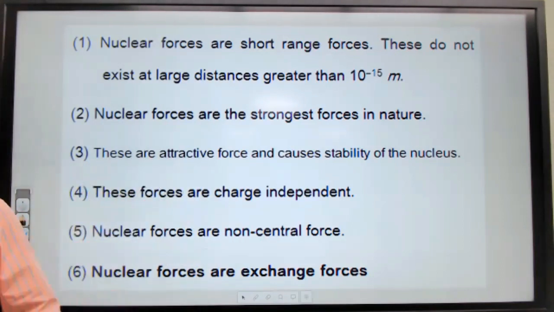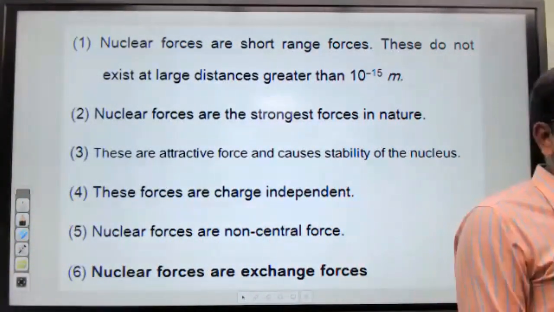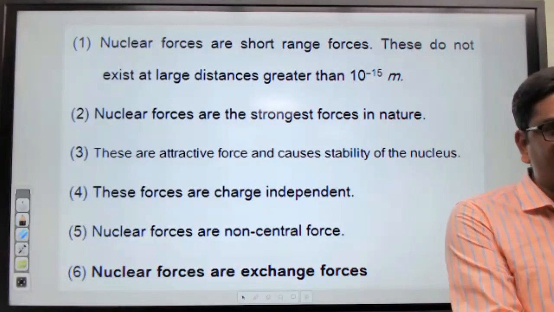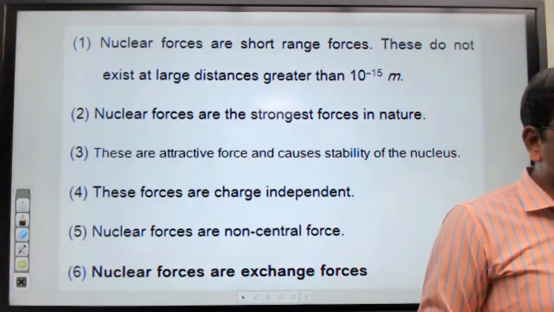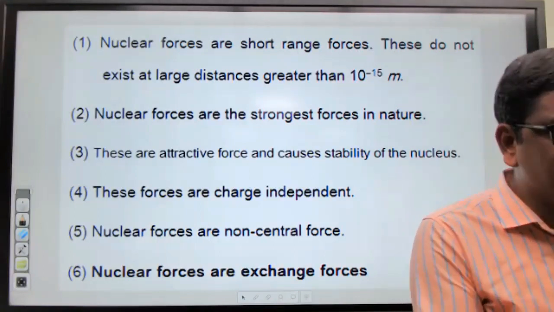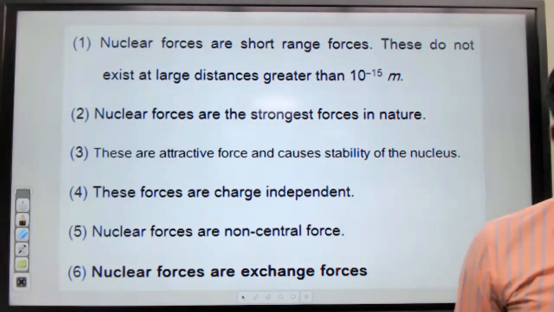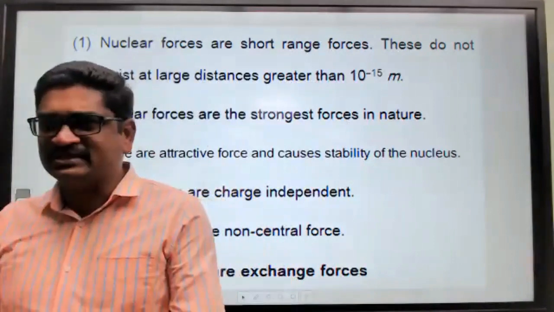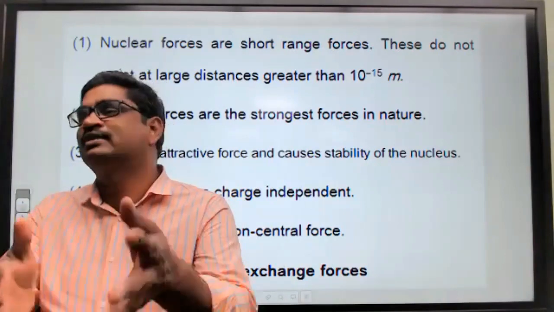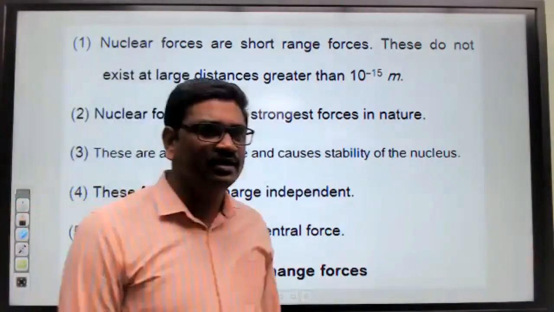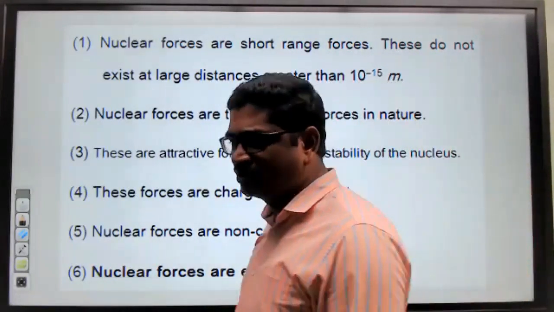Nuclear forces are attractive forces in nature. These forces are the cause for the stability of the nuclei. The nucleus stays stable and does not split apart, and the basic cause of that is nuclear forces only. The force that binds and balances the repulsion among the positive charges in the nucleus is called the nuclear force. So nucleons are there in the nucleus, and the force that opposes and balances the positive charge among them is the nuclear force. These nuclear forces are attractive in nature and are the basic cause for the stability of the nucleus.